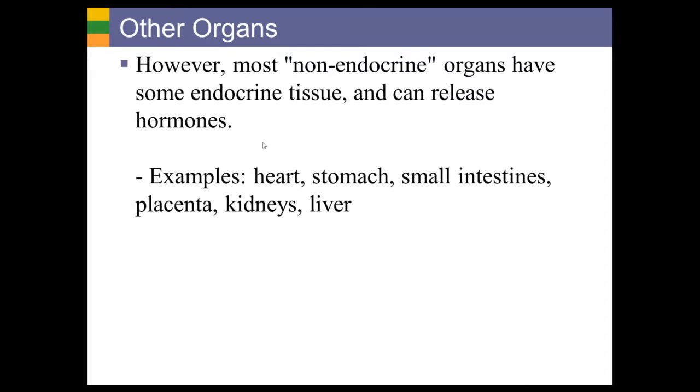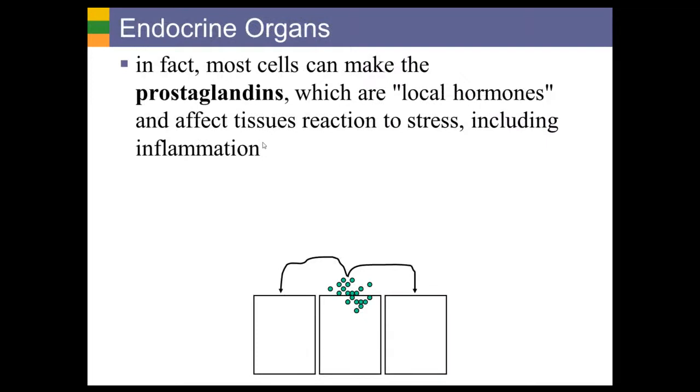I just want to make sure you understand that by no means do the hormones we're going to talk about in the endocrine system chapter represent all of the hormones that are produced in the body. There are many, many, many others. In fact, pretty much every cell releases some type of hormone. As an example, most cells can release a hormone or group of hormones called the prostaglandins. They're sometimes referred to as local hormones because rather than go into the blood and circulate throughout the body, they tend to move through the extracellular fluid to other nearby cells.